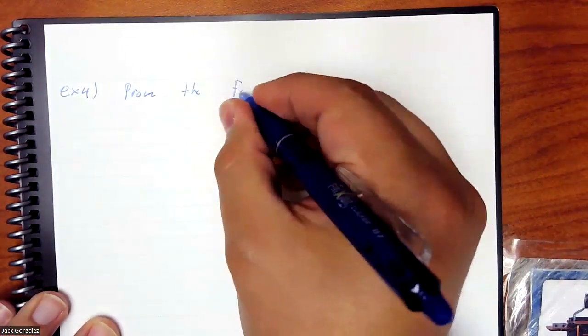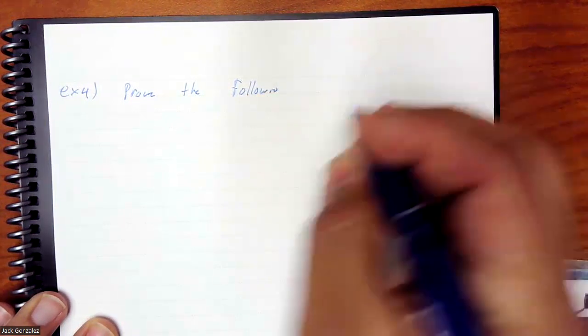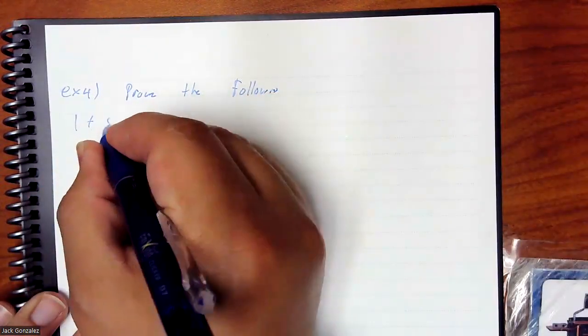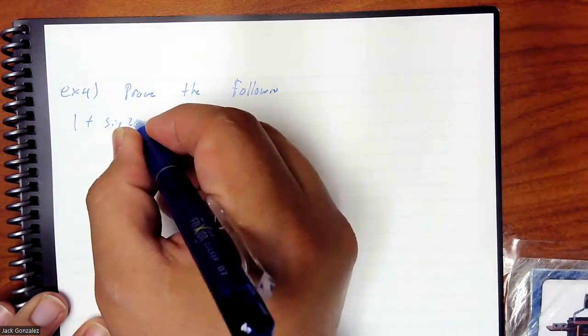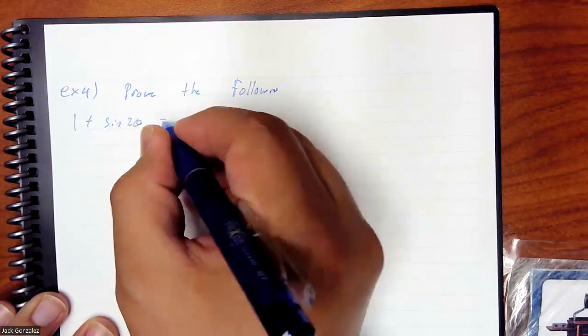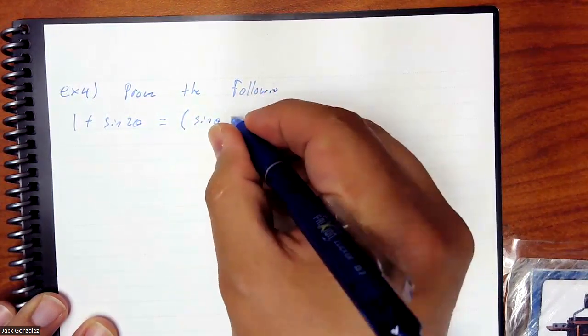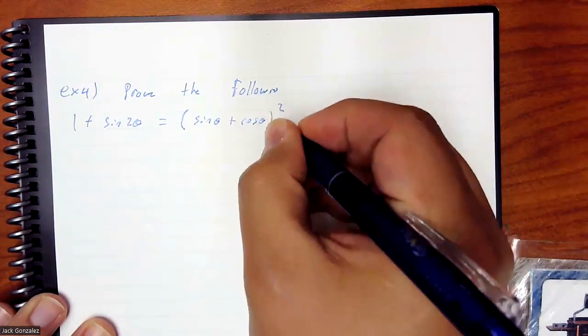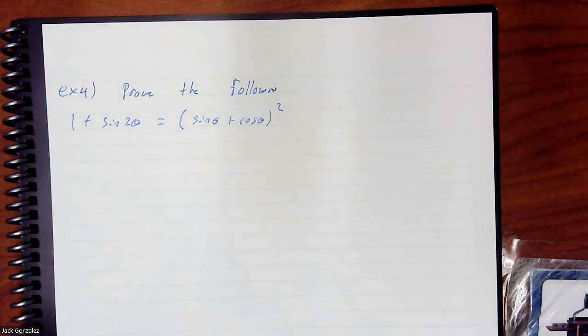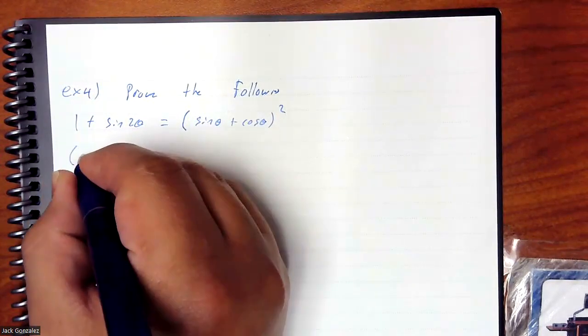Prove the following: 1 plus sine of 2 theta is equal to sine theta plus cosine theta squared. I'm going to choose the one on the right because it has a square on it. It looks harder. I don't know, might be the same. I'm choosing over here.